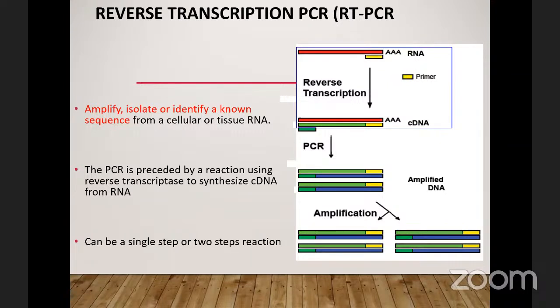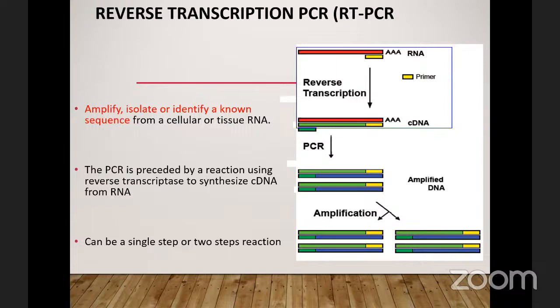So reverse transcription PCR is used to amplify, isolate, or identify a known sequence from a cellular or tissue RNA. The PCR is preceded by a reaction using reverse transcriptase to synthesize cDNA from RNA, and it can be a single step or two steps reaction. So now we have PCR. Remember I said DNA is used in PCR when we started this in the introductory part of the lecture. PCR is designed to work with DNA.